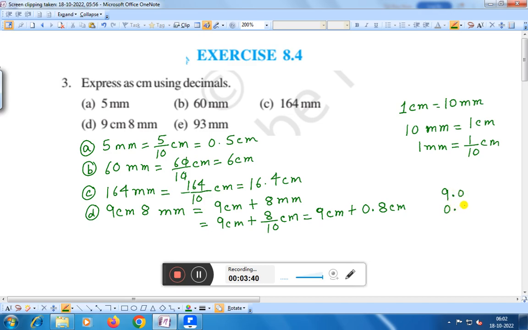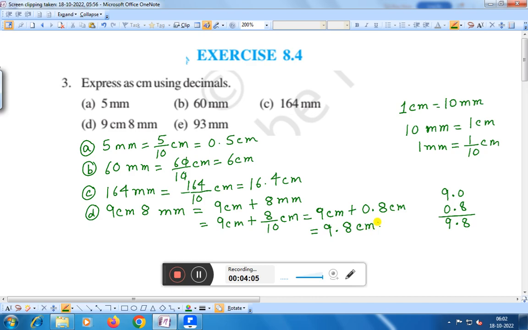If we add the numbers, we are getting 9.8 centimeter.